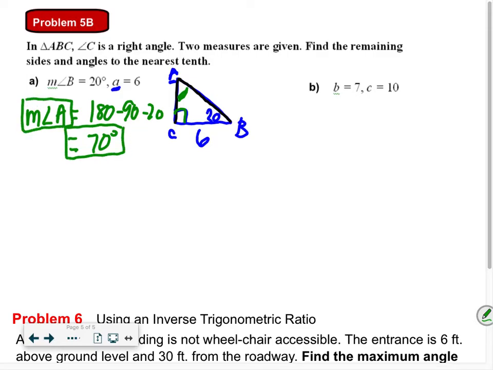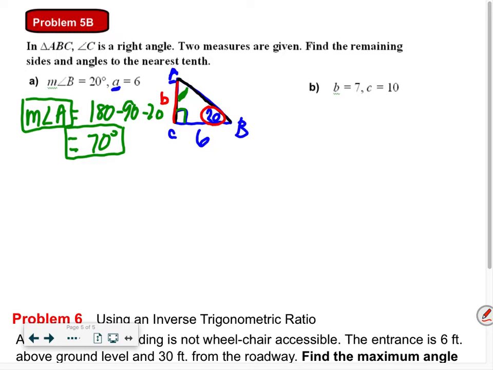So angle A is 70. So I know all my angles are done. To find, let's do side B first. So this is little side B, this one right here. Okay, you've got to figure out how it relates to, I'm going to use angle 20 since that's the one we were given. I've got to figure out how it relates to that.